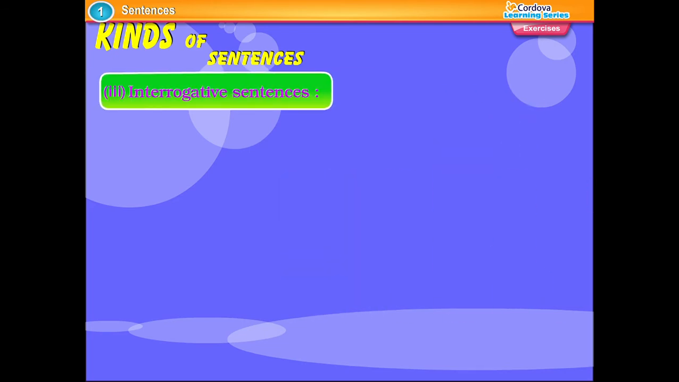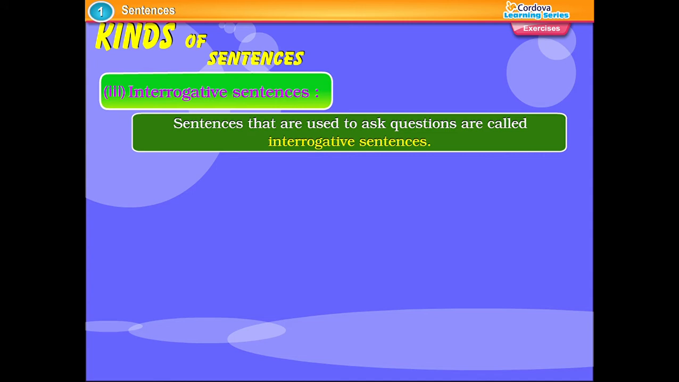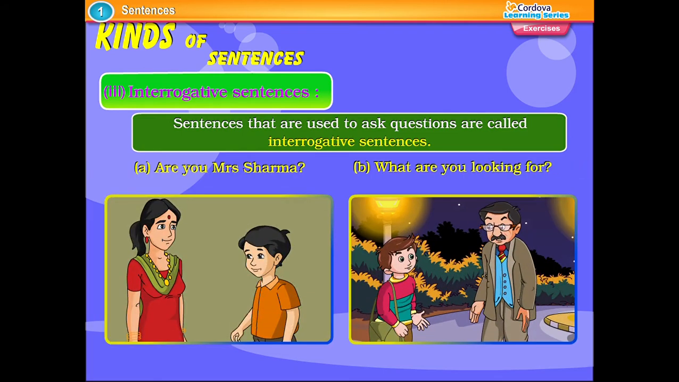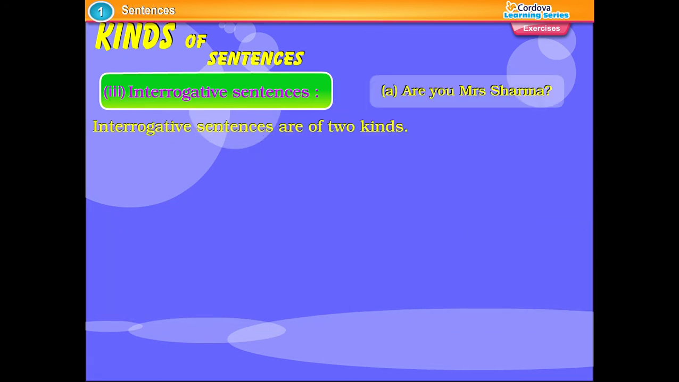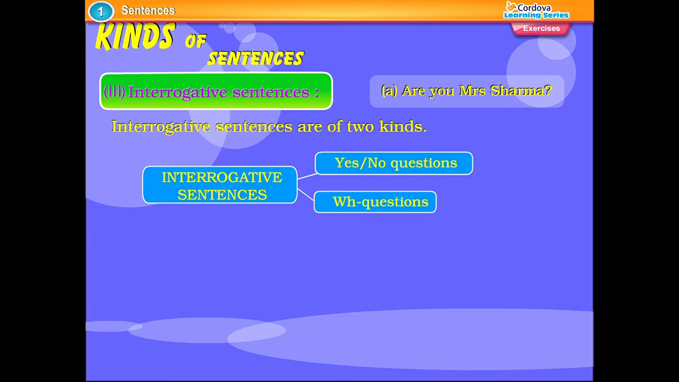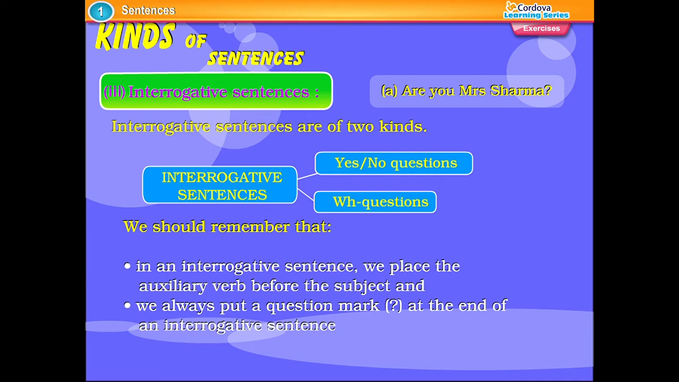Interrogative sentences. Sentences that are used to ask questions are called interrogative sentences. Examples: Are you Mrs. Sharma? What are you looking for? Interrogative sentences are of two kinds: yes, no questions and WH questions. We should remember that in an interrogative sentence, we place the auxiliary verb before the subject and we always put a question mark at the end of an interrogative sentence.